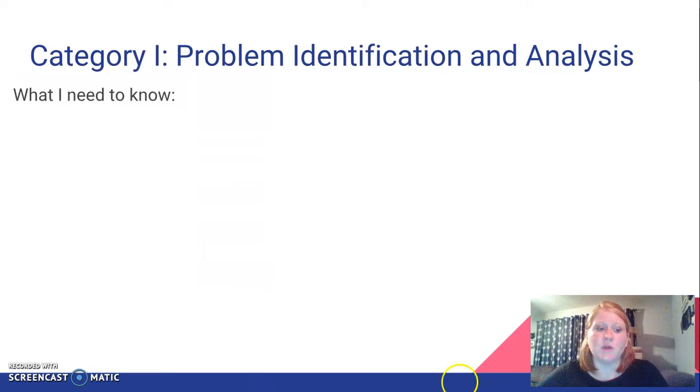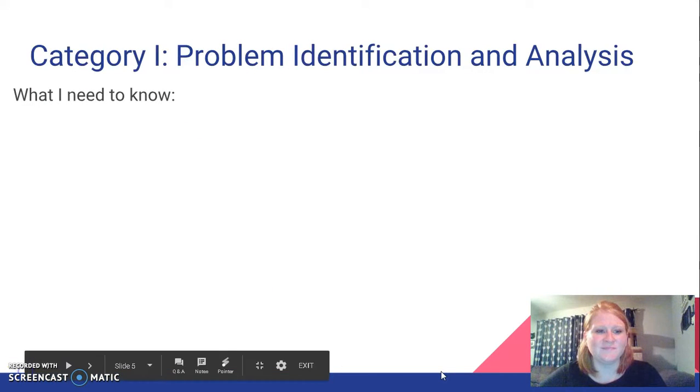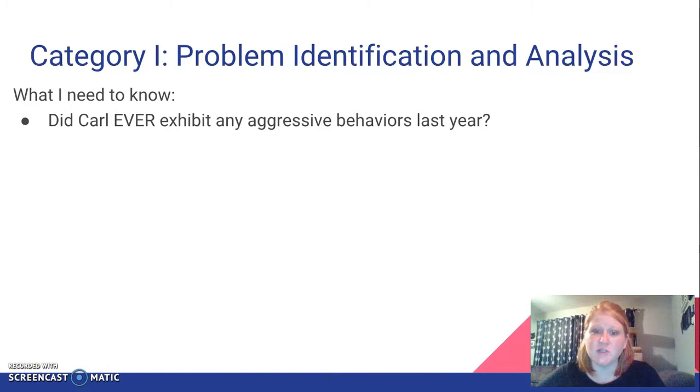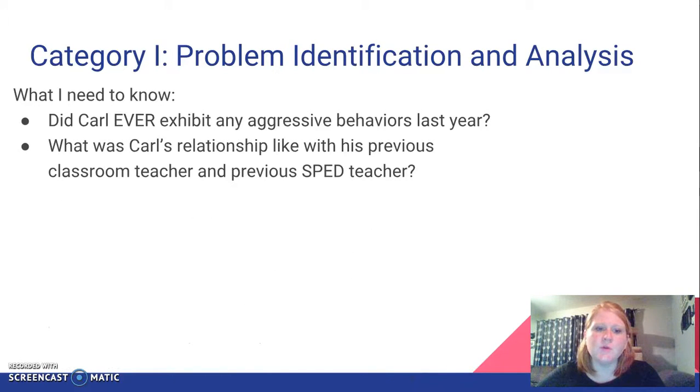What I need to know. I need to know if Carl ever exhibited any aggressive behaviors last year, or is this completely brand new? I need to know what his relationship was like with his previous classroom teacher and previous SPED teacher. If he never had aggressive behaviors and had really good relationships with them, that could be a really good indication of something to move forward that might help Carl with this year.